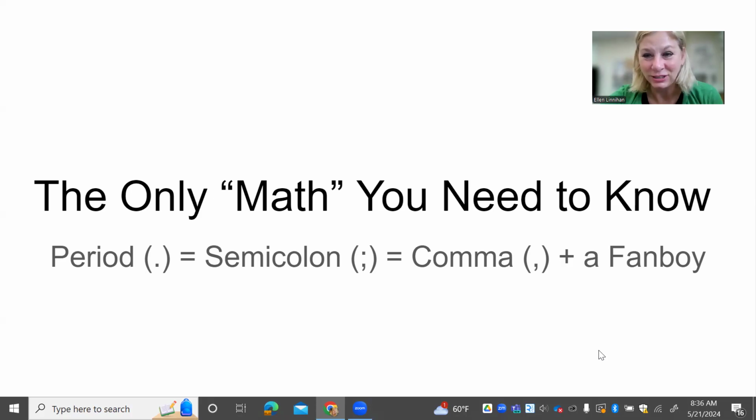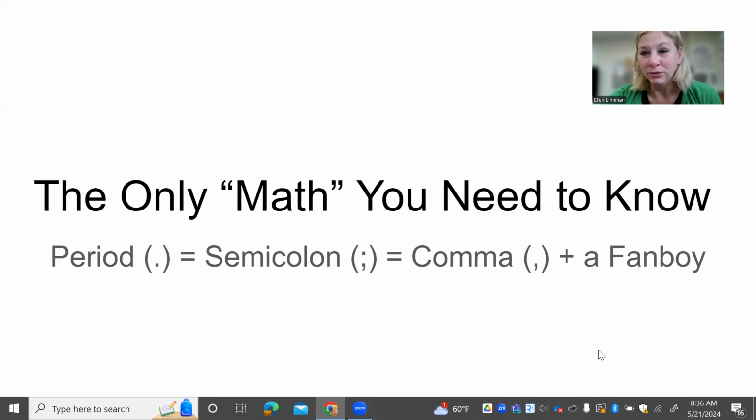It is not actually a truly mathematical equation because you're not supposed to have two equal signs in one equation, but bear with me. I think we can all figure this out together. A period is equal to a semicolon is equal to a comma plus a fanboy. It's that simple. They're completely interchangeable. It's up to you in your own writing, which you prefer.